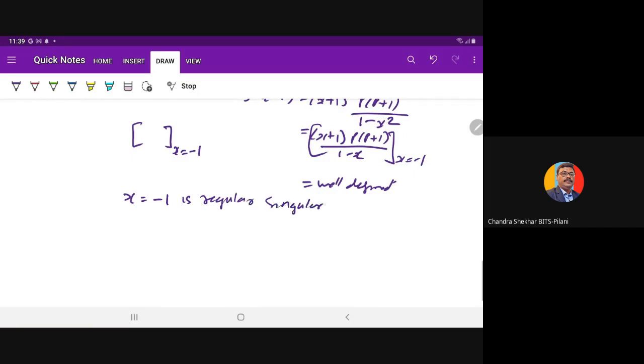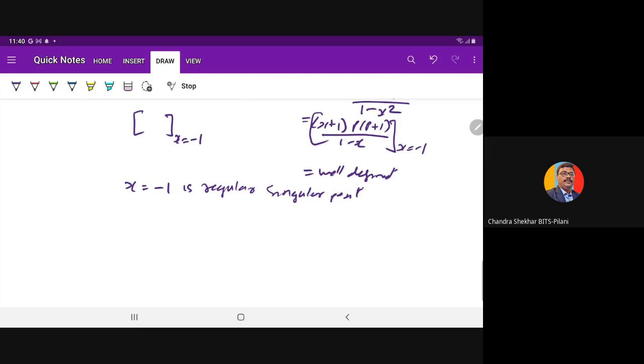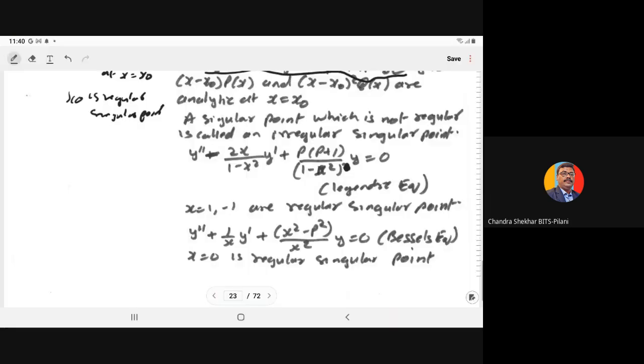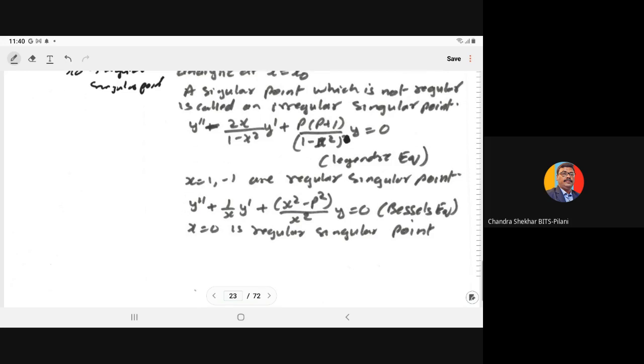For a regular singular point, we have the modified power series solution, which is known as the Frobenius series solution. In the next chapter, we will give you the solution of the Legendre equation, but here we look at the Frobenius series solution for other differential equations.